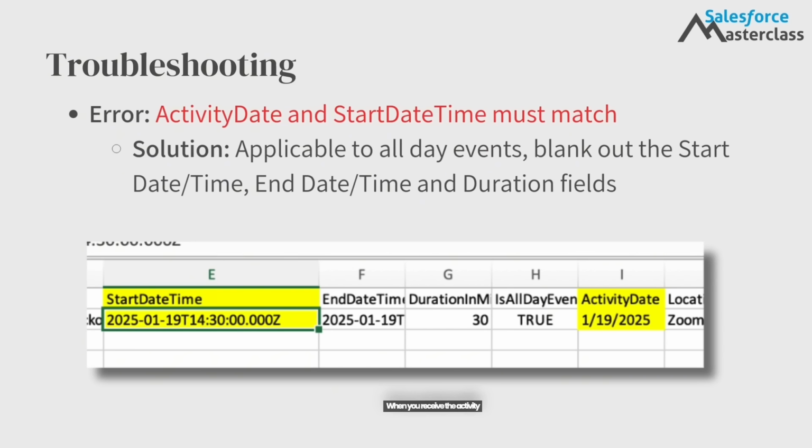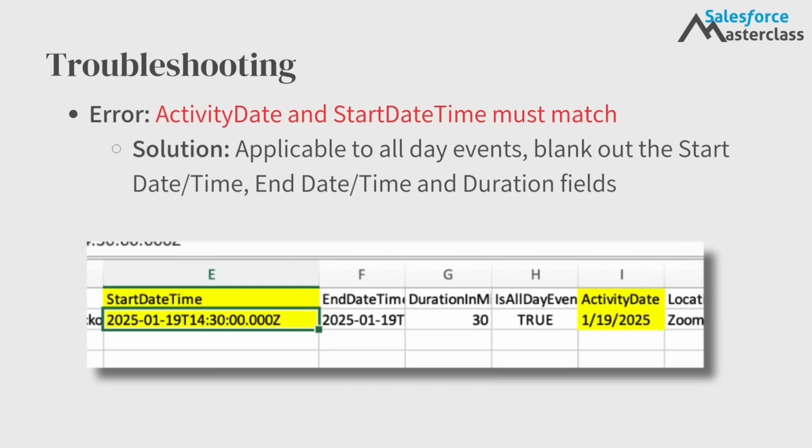When you receive the error that activity date and start date time must match, but you look in your file and they do match, like in this example, the error is occurring because the event is marked as an all-day event. To solve it, filter your sheet for all events that are marked as all day, and then blank out all of the data in the start date time, end date time, and duration fields. Make sure that you've populated the activity date field and mapped it for your data load.